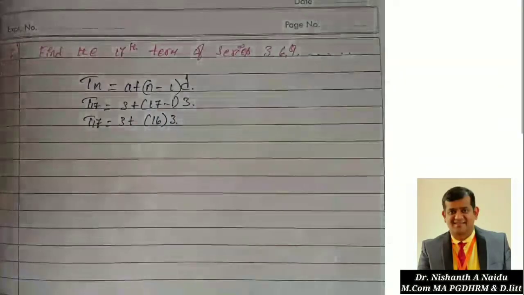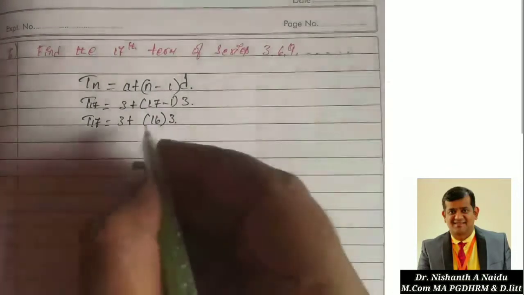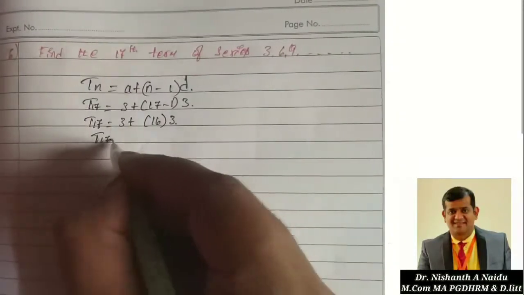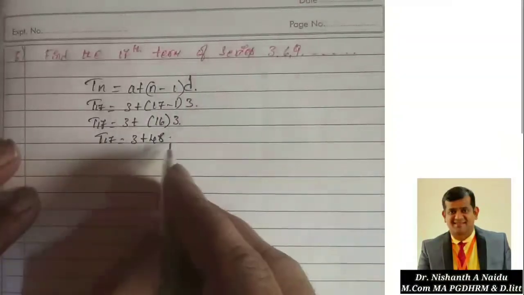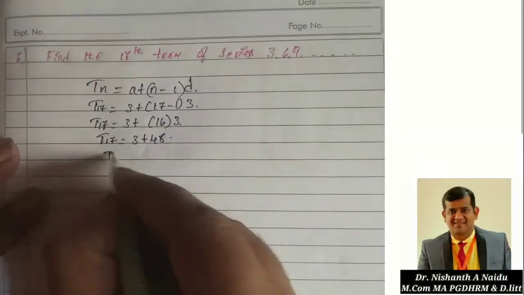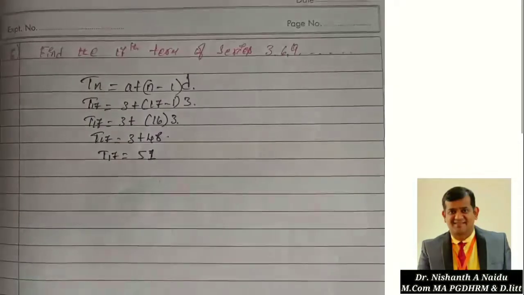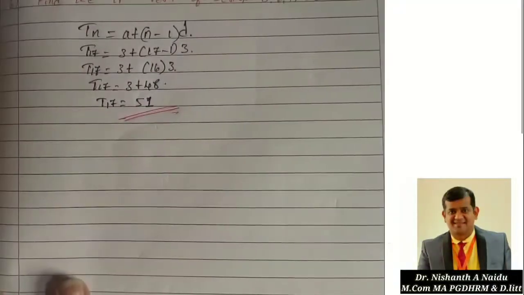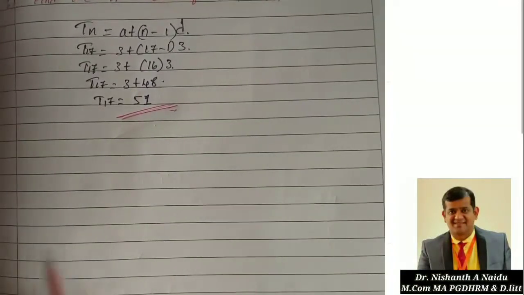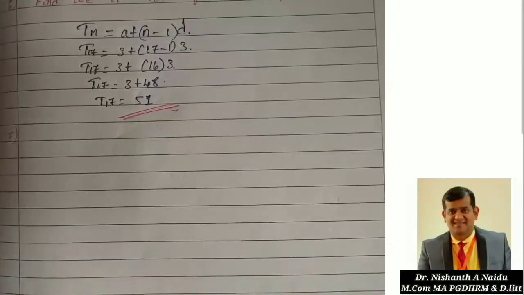So 16 into 3, I use the calculator. How much do you get? 48, correct? So T17 equals 3 plus 48, which is 51. So T17 equals 51 is the answer. So we are done with this. I believe you could catch it. Next I'm going with the seventh problem.